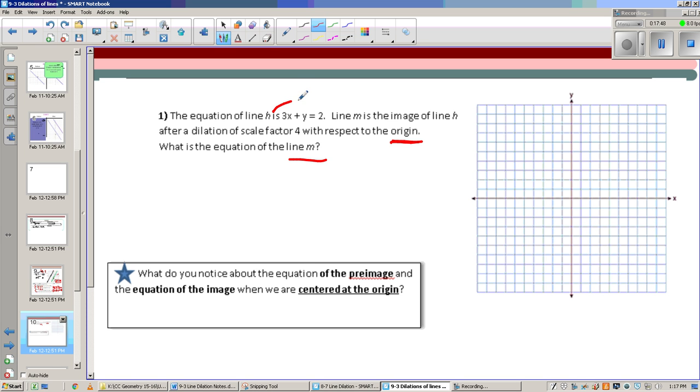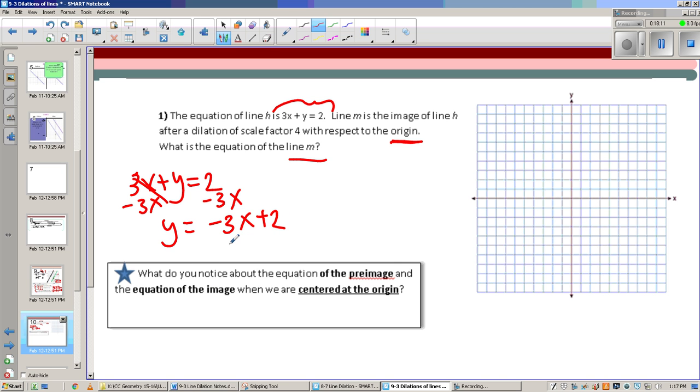Okay, so I know that this is line H. Let's make it look a little nicer. So it's 3x plus y equals 2. So we're going to subtract 3x on both sides. y equals negative 3x plus 2. Okay, so let's graph line H. We know the y-intercept is 2, and we know the slope is -3. So we're going to go down 3, to the right 1.